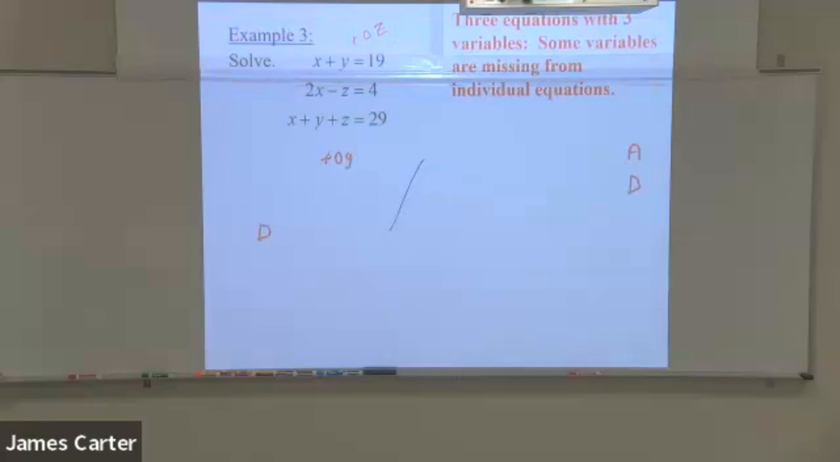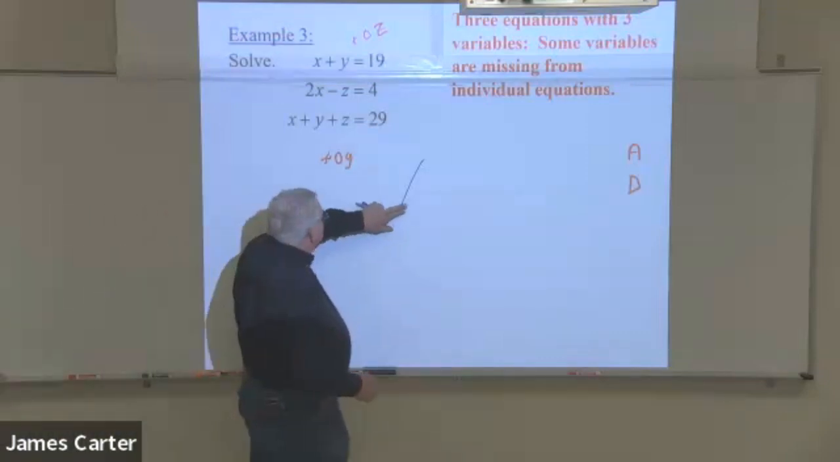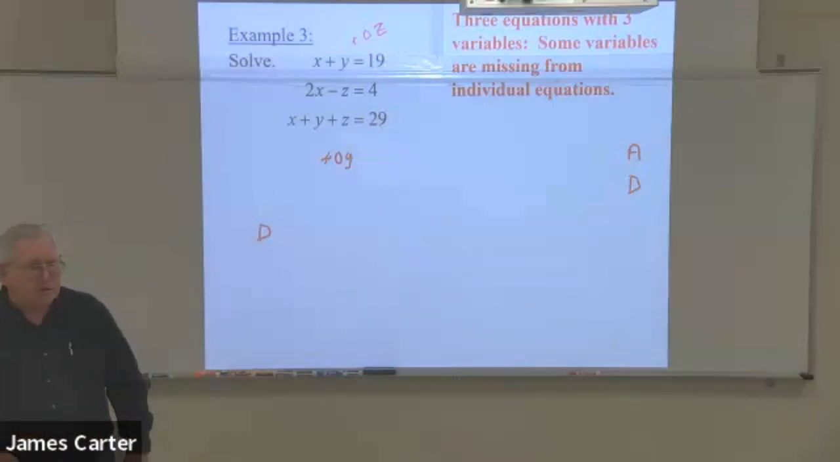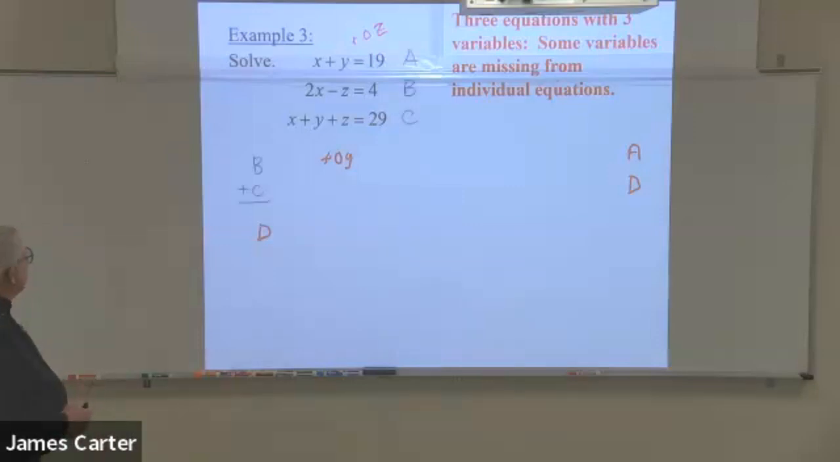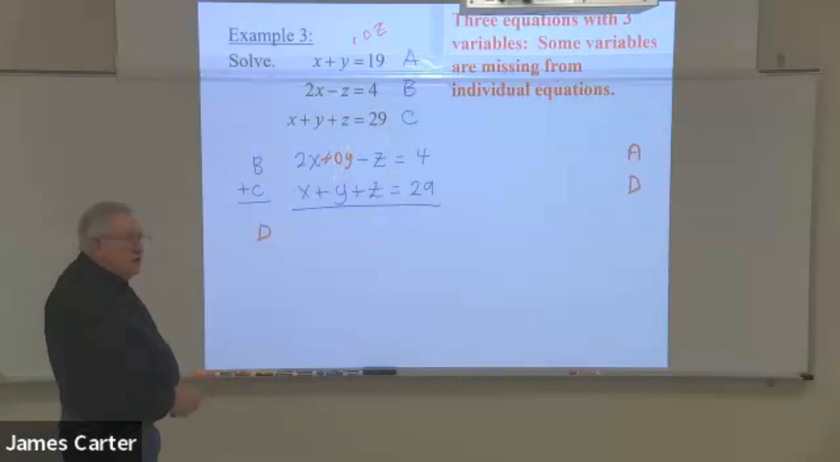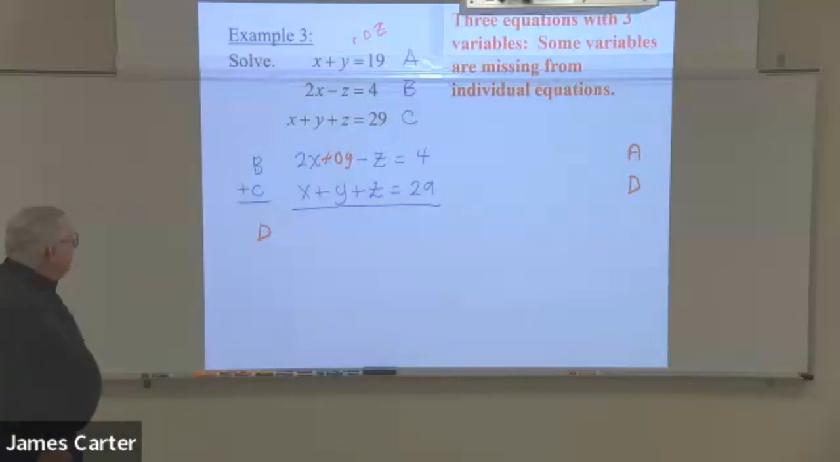We're going to skip that one over and go to this one. There's something special about this one. It's got some missing parts. Now, the first thing we're going to want to do is fill in the missing parts. Okay, if y is not shown, then it's 0y. So here's equation B. Equation C, I can eliminate the z's right there without doing anything else.